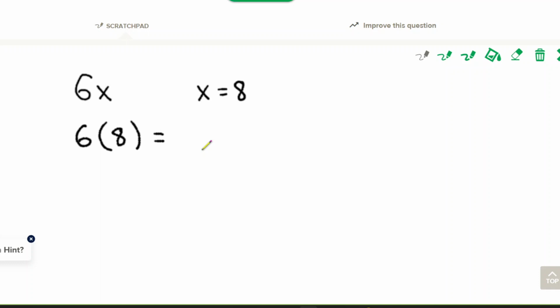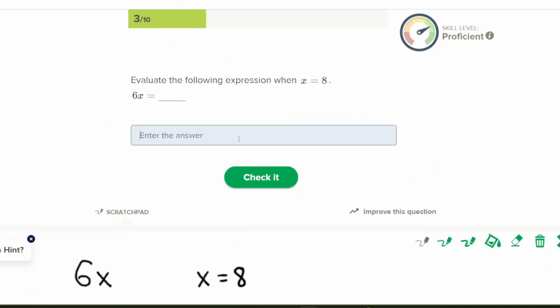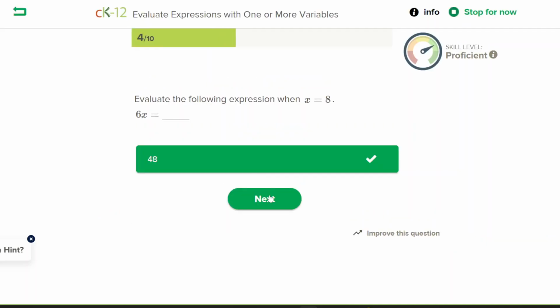And this should be something from your multiplication tables, right? Hopefully you've drilled that in your head over and over again since childhood. 6 times 8 is 48. And that's the value of that expression. Easy enough. So I go here, enter 48, and check it out. Great. All right, so I'll do just one more of these, right?